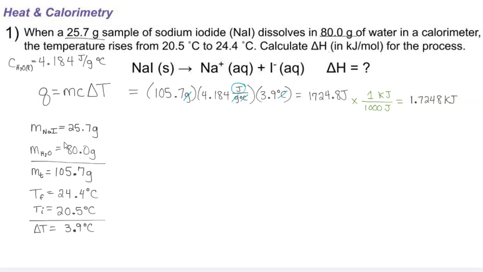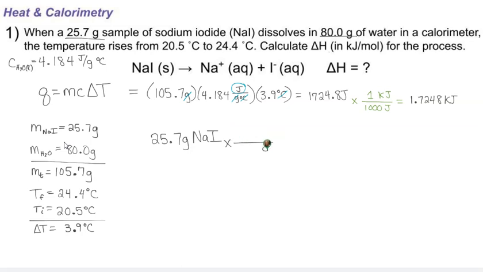We need the number of kilojoules per mole of sodium iodide that dissolves, and this whole equation only involves 1 mole of sodium iodide. So this is actually going to be the delta H value for the entire process as well. So to figure out the number of moles, I just need to take the mass of sodium iodide, so the 25.7 grams of NaI, and I need to convert this to moles.